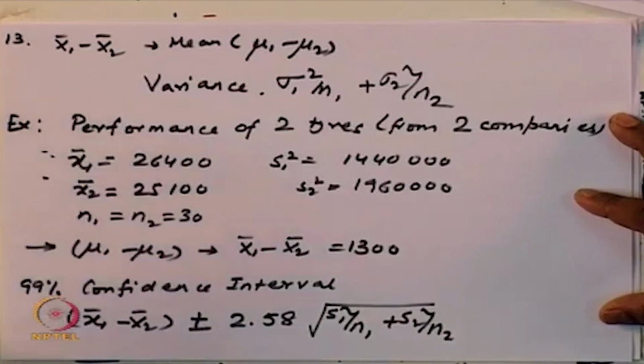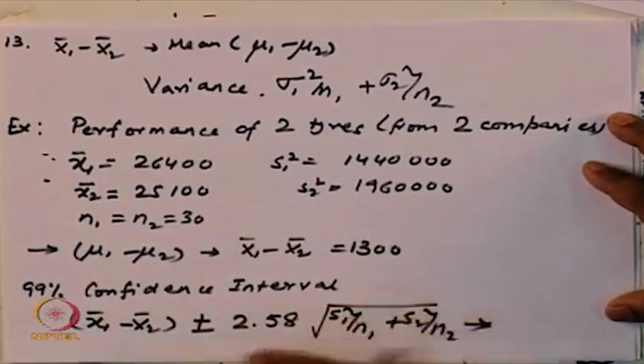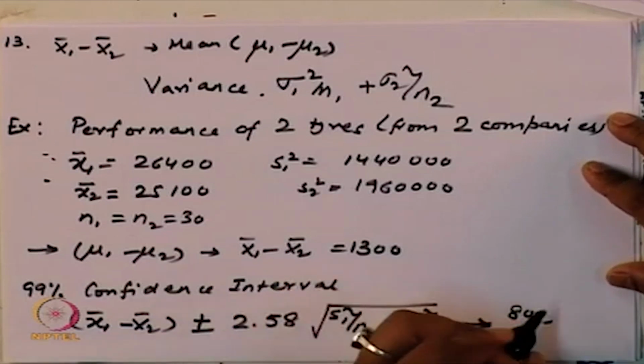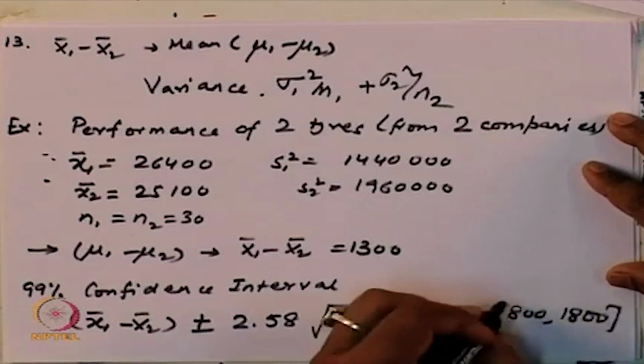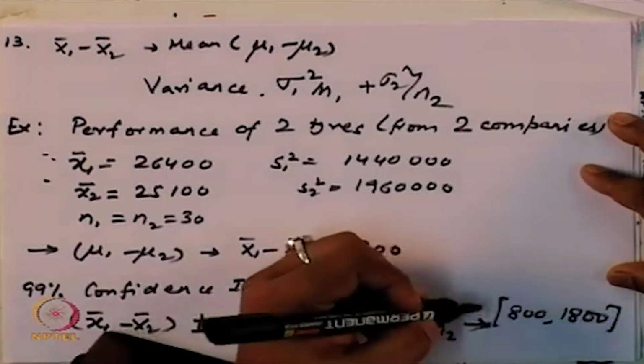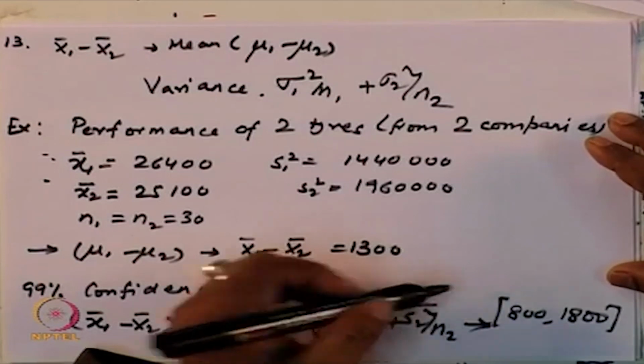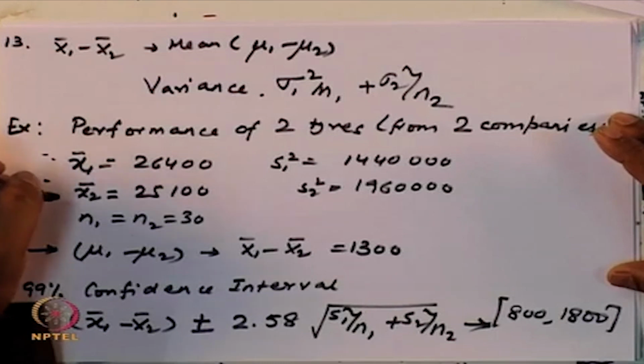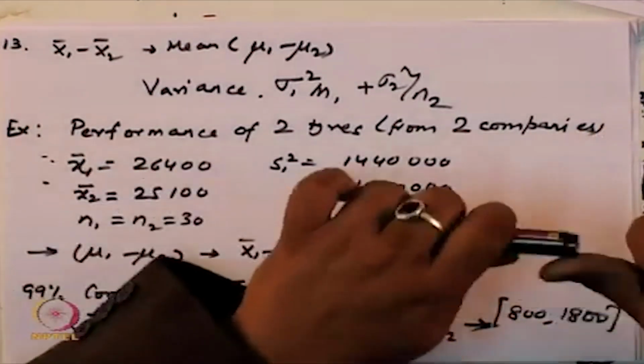I do not know the exact value for this. Let us say it comes out to be between 800 and 1800. If this was the range, then you know this is always positive. So, you can state with 95% confidence that tire A is better than tire 2. This is how you can make use of confidence intervals to either get an estimate of the population mean or even compare different populations to say which is better or which is worse.